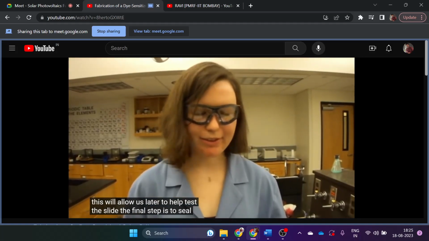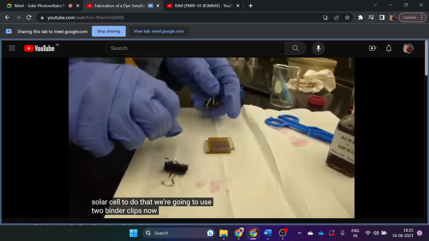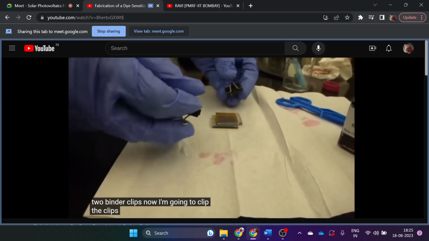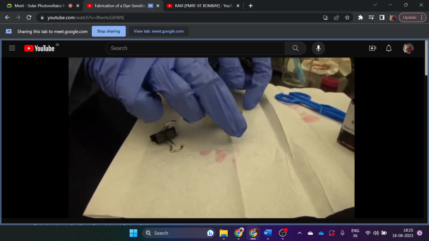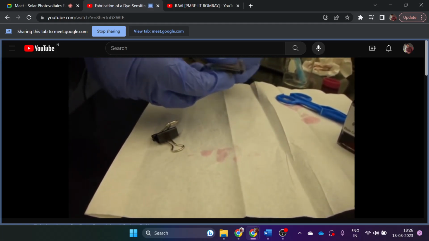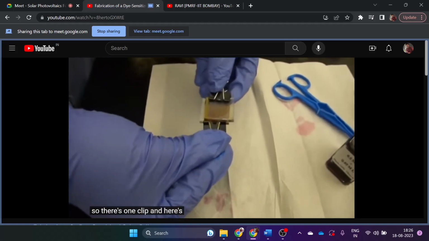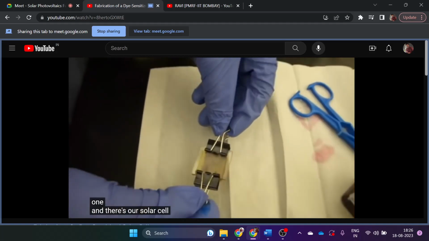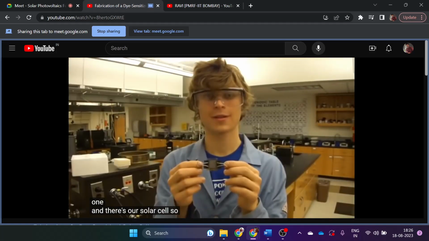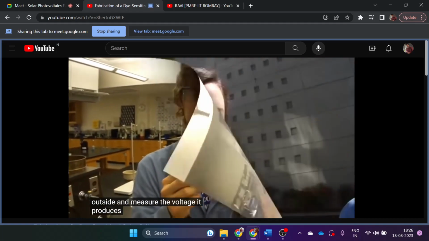The final step is to seal the solar cell. To do that, we're going to use 2 binder clips. Now, I'm going to clip the clips on the 2 sides that aren't overhanging. So there's one clip, and here's the other one. And there's our solar cell. So this is our final and complete solar cell. Now the only thing left to do is to go outside and measure the voltage it produces.